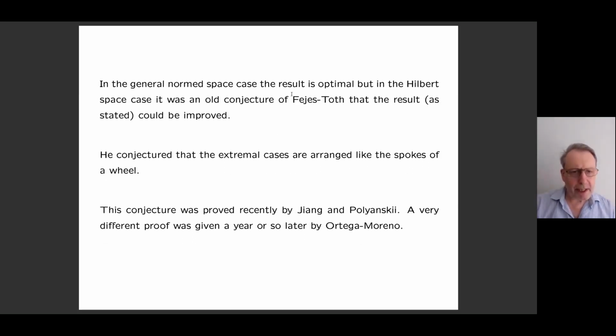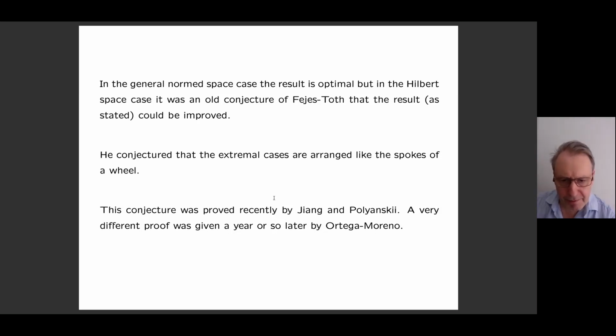Okay, now before I do that, let me just remark that the result I put up on the previous page is optimal in the general case, if you look at L infinity and you're trying to find a functional in L1. But in the Hilbert space case, the result as stated isn't optimal, and it was an old conjecture of Fejes Tóth that it could be improved. He conjectured that the extremal cases are arranged sort of like the spokes of a wheel.